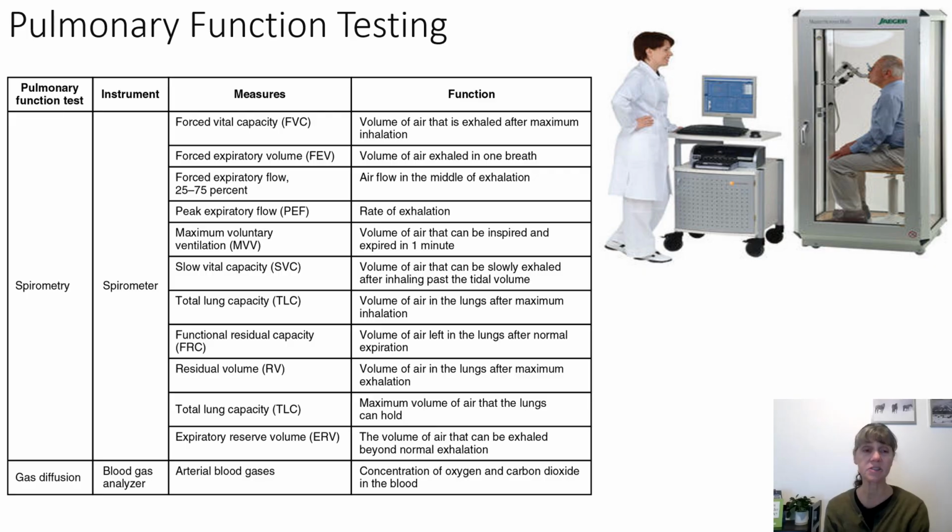Pulmonary function testing is usually done with a spirometer, and that machine is able to measure different types of volumes, such as forced vital capacity, forced expiratory volume, forced expiratory flow, and so on and so forth. There's another type of pulmonary function test called gas diffusion, which uses a blood gas analyzer, and that can measure arterial blood gases as well as the concentrations of oxygen and carbon dioxide in the blood.